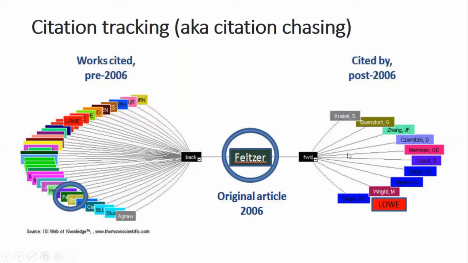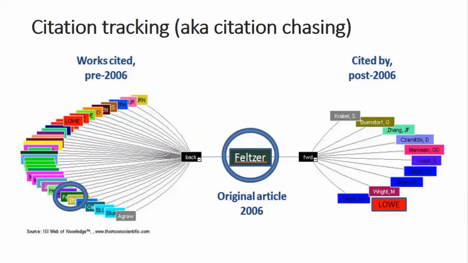Early on in the first session, Dr. Vic mentioned that if you find a really good article, you should look at its reference list to find other sources that might be useful in your research. So that's basically what citation tracking or citation chasing is all about. When an important article is published, like the one in the middle of my screen by Feltzer, the original article, to the left are the articles which he or she used to write their article.